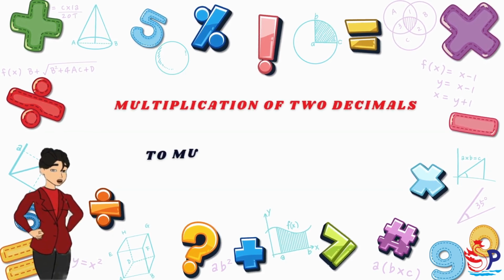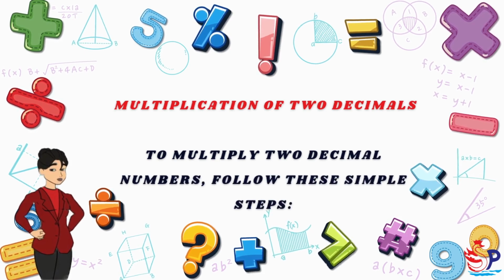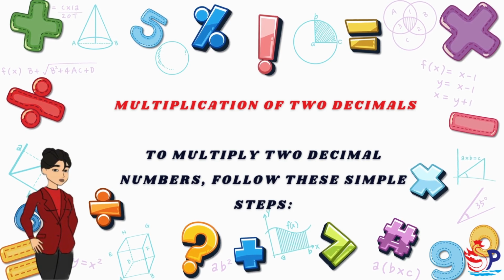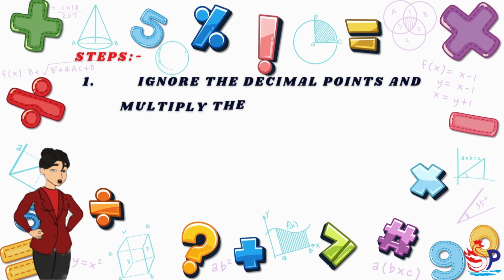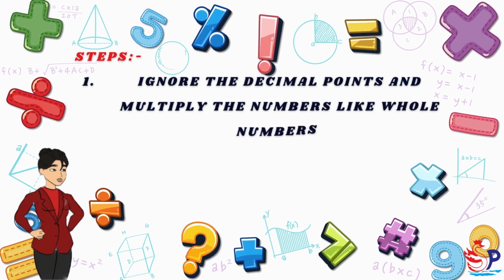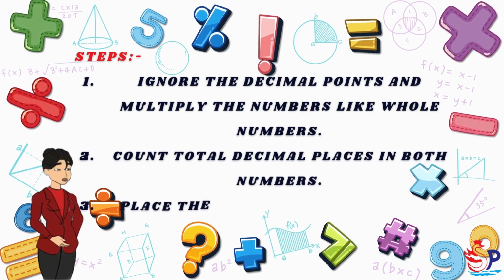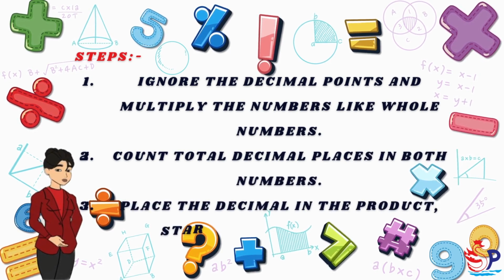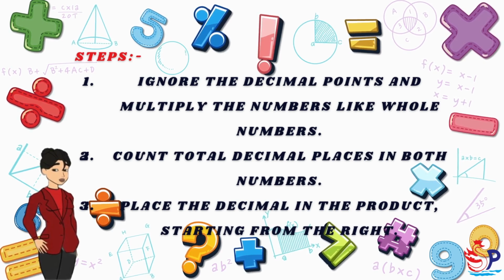Multiplication of two decimals. To multiply two decimal numbers, follow these simple steps. Steps: ignore the decimal points and multiply the numbers like whole numbers. Count total decimal places in both numbers. Place the decimal in the product, starting from the right.